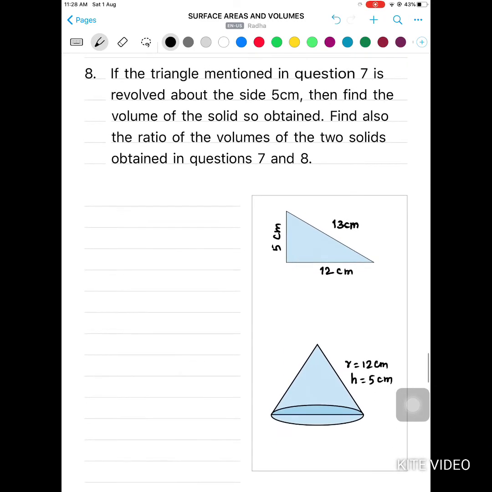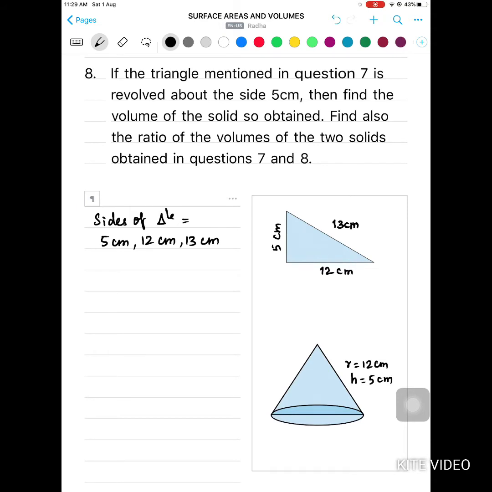So, the next one is, if the triangle mentioned in question number 7, the sides of the triangle were 5 centimeter, 12 centimeter and 13 centimeter, is revolved about the side 5 centimeter, then find the volume of the solid so obtained. Find also the ratio of the volumes of the two solids obtained in question number 7 and question number 8. Now, here the triangle is revolved about the side 5 centimeter.